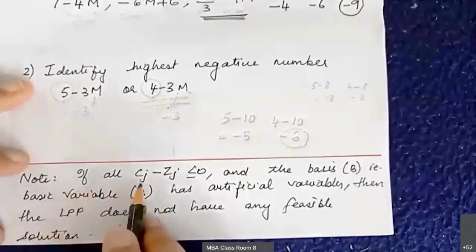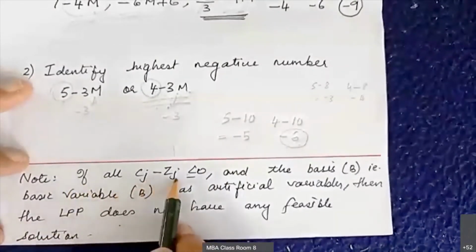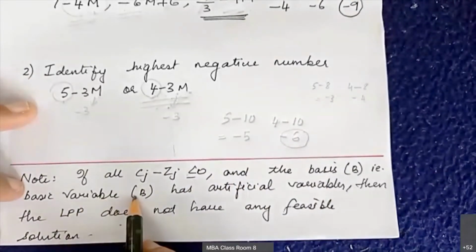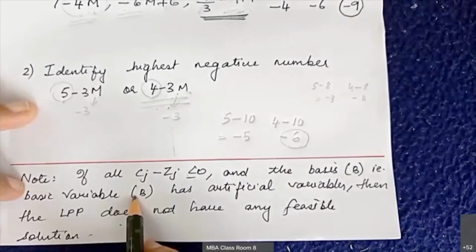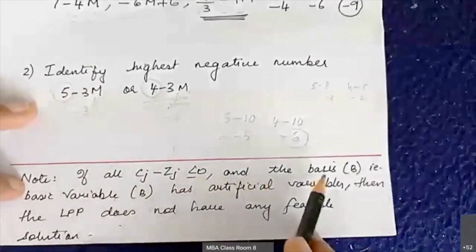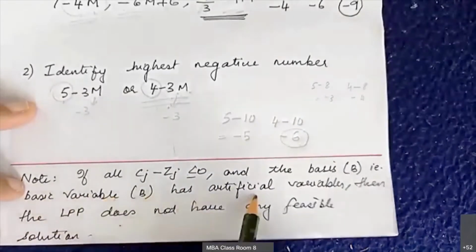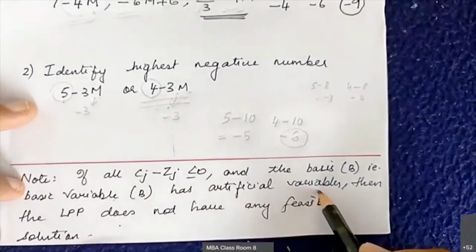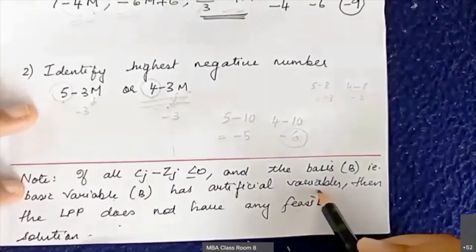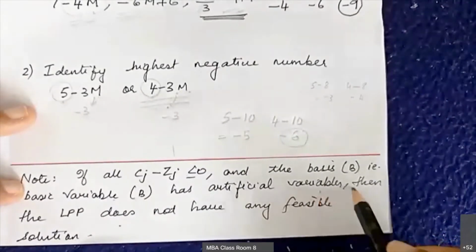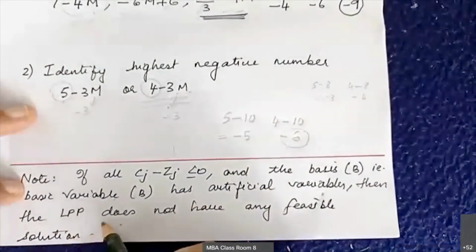In the Big M method, there is a small change. If all Cj minus Zj is less than or equal to 0 and the basis, that is the basic variable, has artificial variables. We have already seen what the basis is, right? The second column in the simplex table is called the basic variable. So we have reached the final condition wherein we got all Cj minus Zj less than or equal to 0, and at that time, if the second column contains any artificial variables, then the LPP does not have any feasible solution.